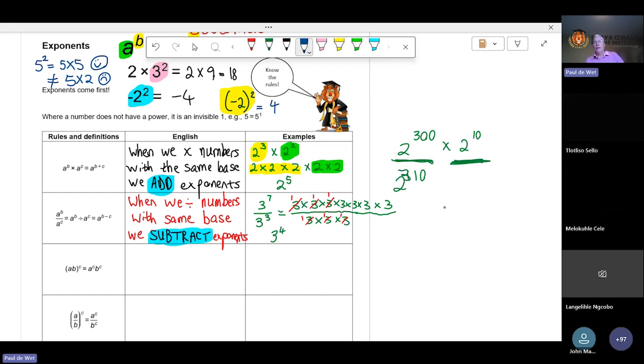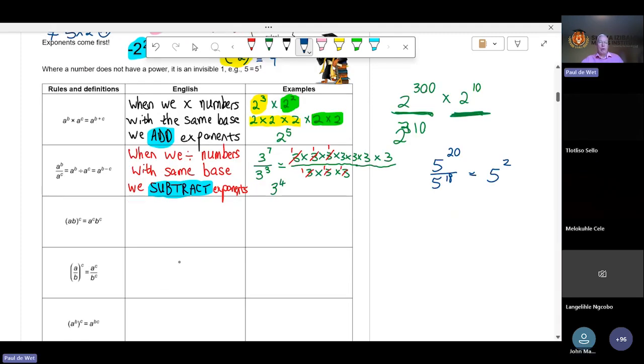You don't need to write this down, but if we had 5 to the power of 20 over 5 to the power of 18, on the top there would be 20 5s. On the bottom there would be 18 5s. If I divide one out, how many would be left? There would be 2 left. So what this rule says is that when we divide numbers, we subtract the exponents.